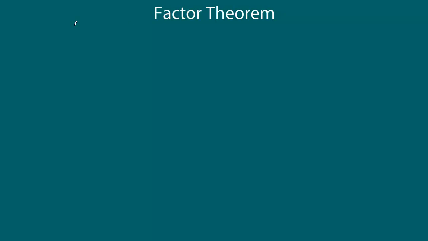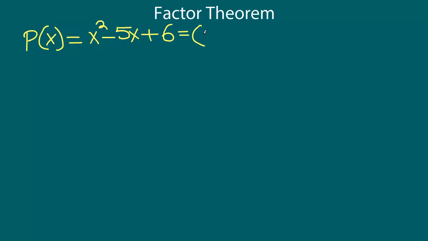Let's take a look at maybe one more example. Let's say this time our polynomial P(x) is x squared minus 5x plus 6. Let's say this is our polynomial and we want to break it into 2 factors. So we want to find x minus a times x minus b. We want to find these 2 factors for our polynomial. How can we factor our polynomial?